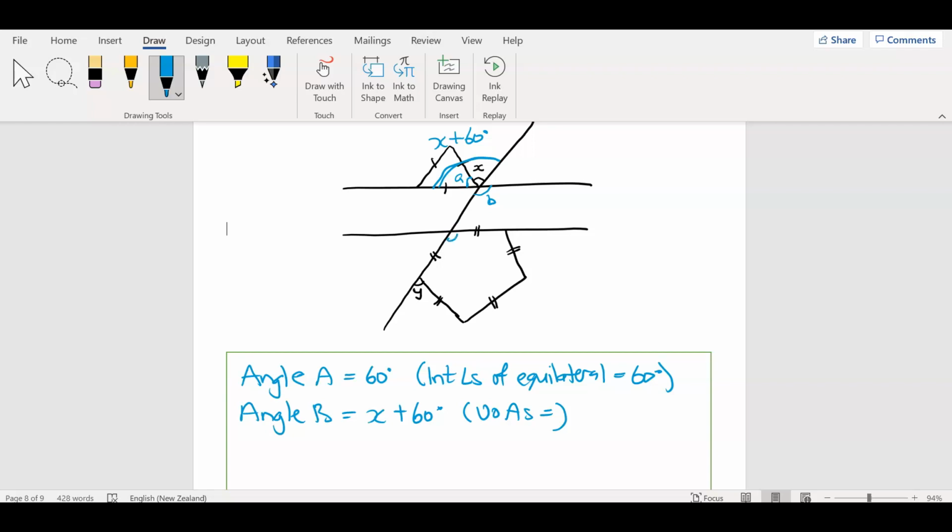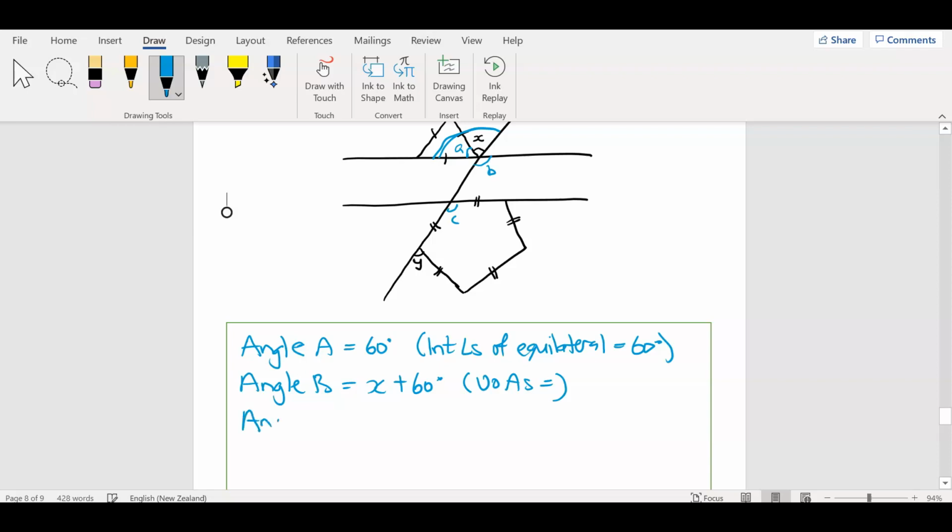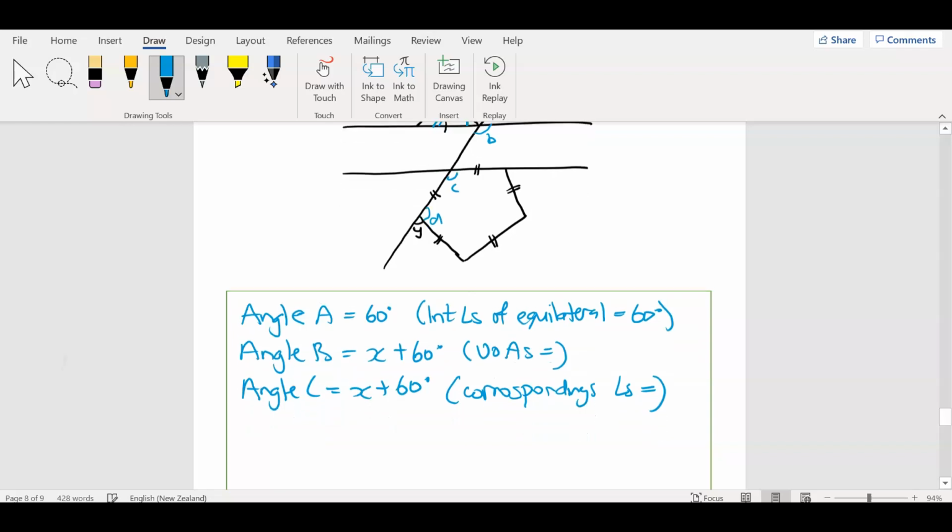Okay, so I'm now going to jump down to this bottom angle here, angle C. Angle C is also going to be equal to x plus 60 degrees, and that's because they're corresponding angles. Corresponding angles are equal. So we're getting there. I'm now going to move on to angle D down here. So this shape, we can tell by all the double lines, is a regular polygon. All of the angles of a regular polygon are going to be the exact same, which means C and D are going to be the same.